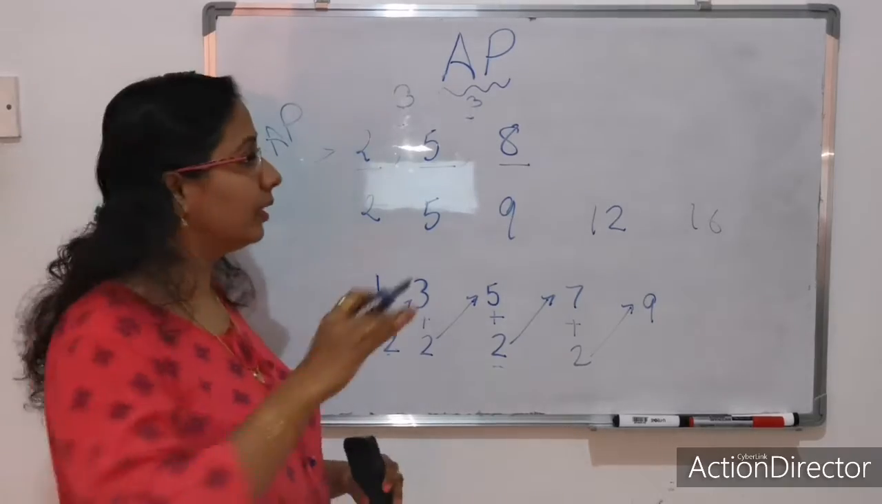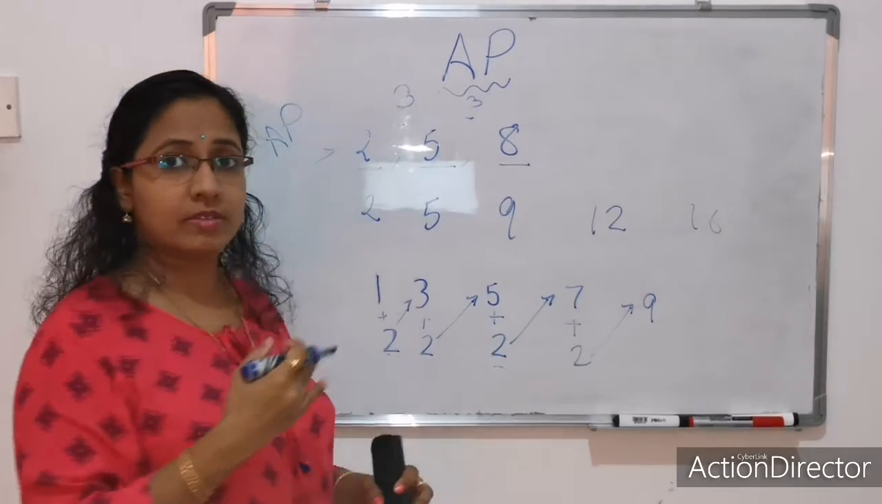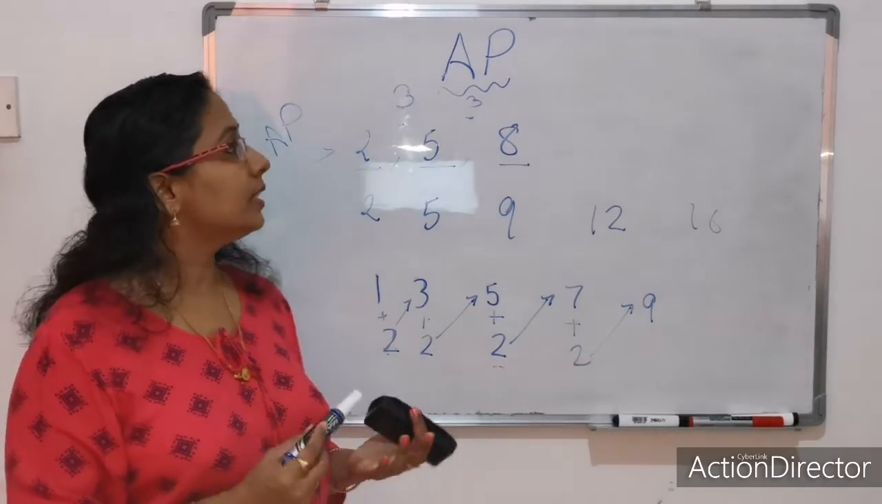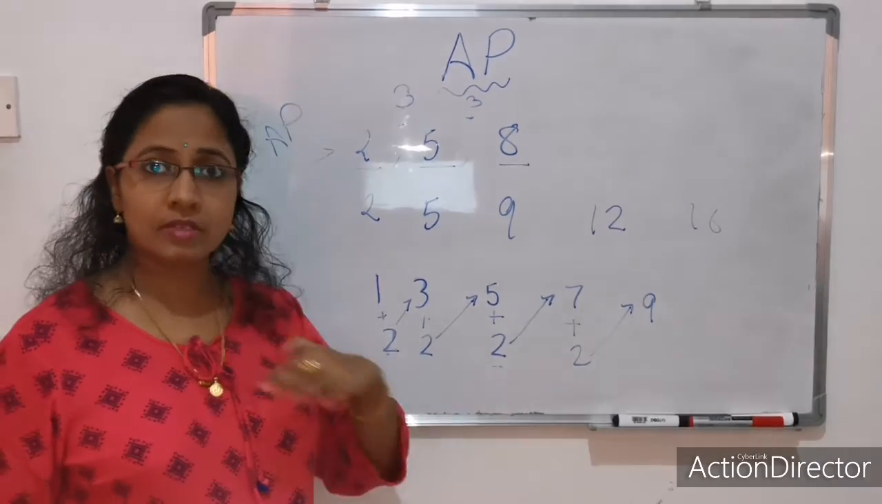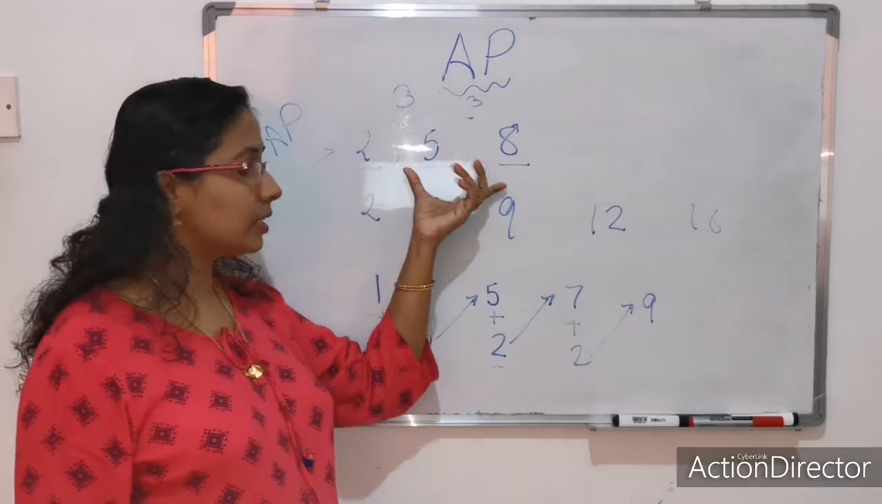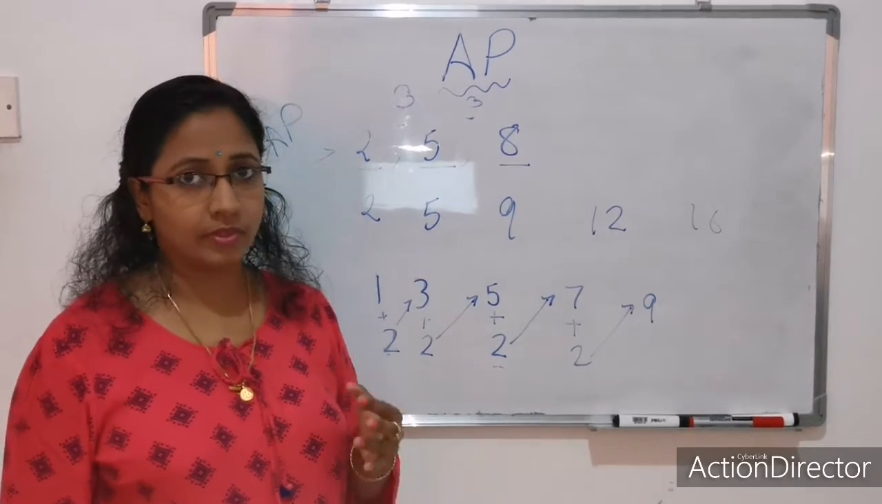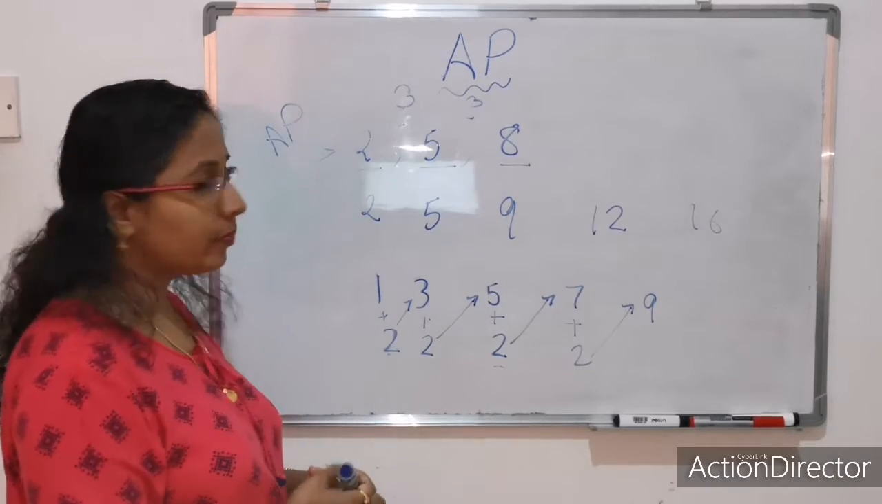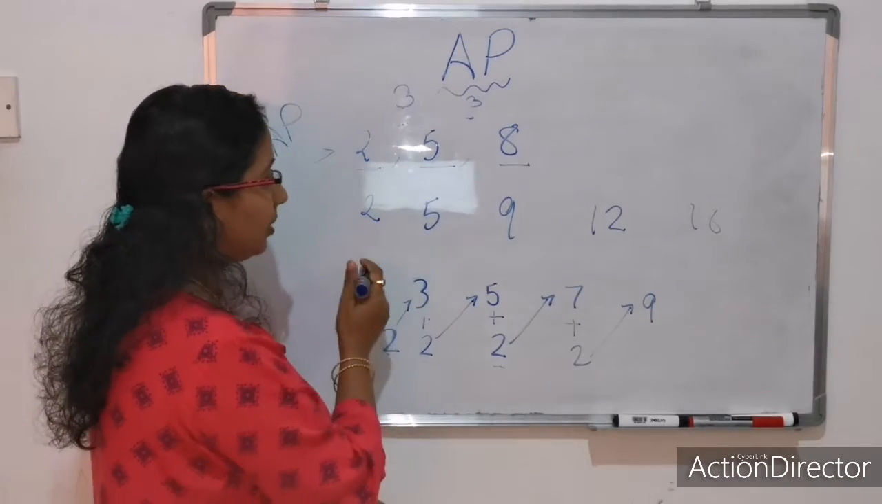The progression, the going on, progress, as you progress in your studies, right? The same way, progression means it's going on. It can be in descending order, it can be in ascending order. Okay, now let us check this. Here, 5 numbers are there.